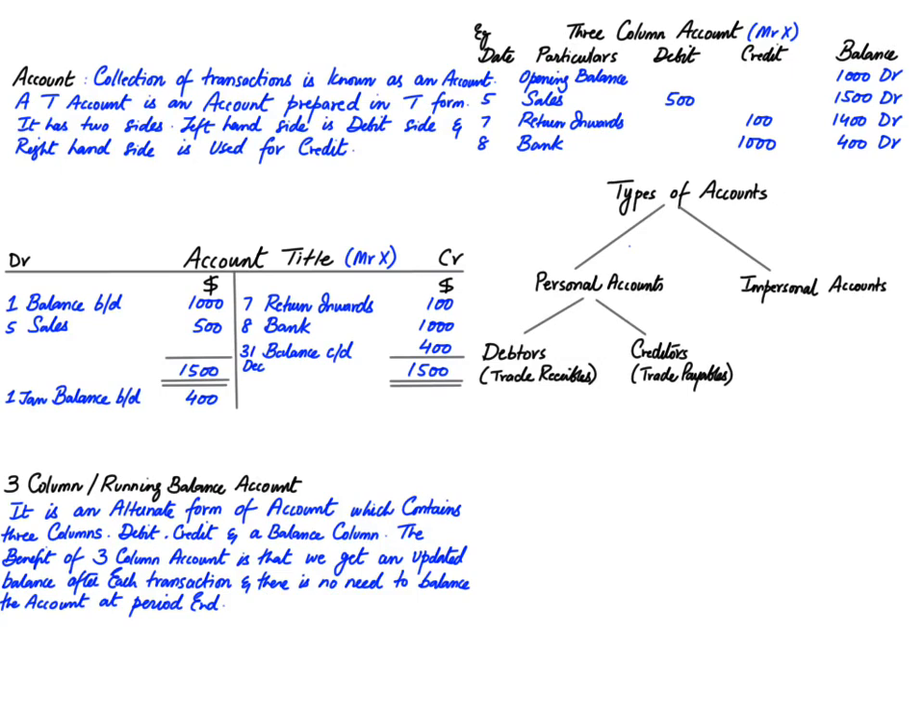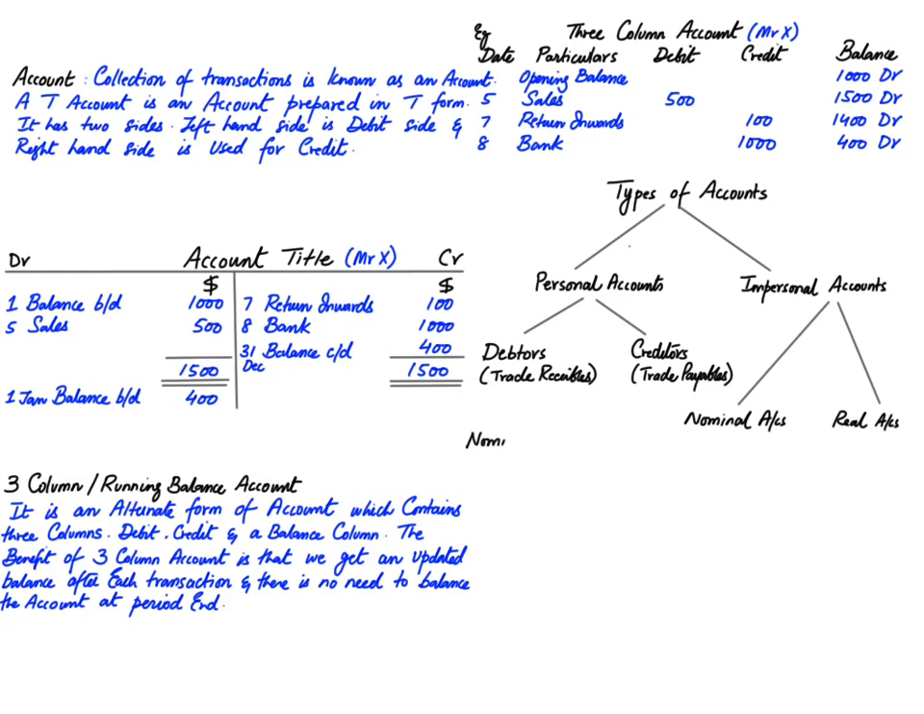So debtors are the persons, individuals or companies to whom we have sold goods on credit and we are now expecting the money back from them. And creditors are the persons or businesses or companies from whom we have bought goods on credit and now they are expecting money back from us, and this means they are creditors for us. So these two categories come in personal accounts, and after all these personal accounts, all of the accounts that remain come in the impersonal category. And the impersonal category is further subdivided into two parts, that is nominal accounts and real accounts.